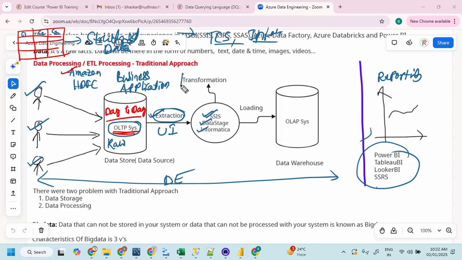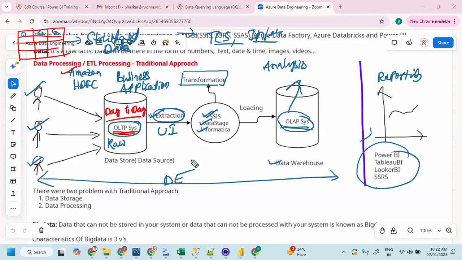And then we applied the transformations, as per the business requirement. So what is a transformation? We'll talk about it. Once the transformations are applied, we loaded the data into the OLAP systems. These OLAP systems are specifically designed for analysis. We can also call them data warehouses.